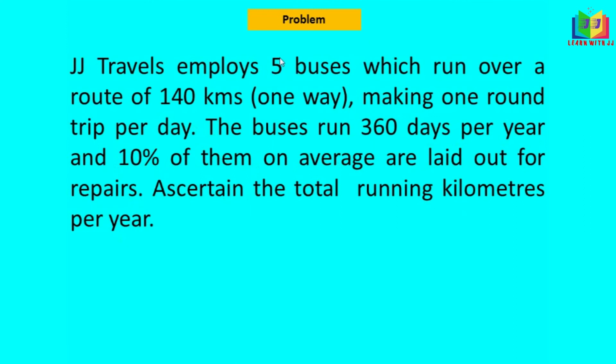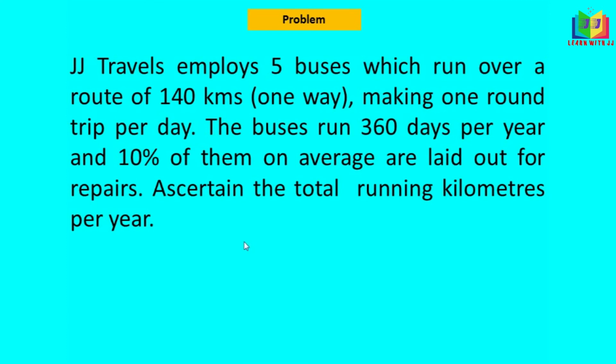Here the number of buses is 5 and it runs for 140 kilometers one way. So we have to take both the ways because it makes one round trip. It goes and comes, so 140 into 2 we have to do, and the buses run on all the 360 days. So the number of days is 360 and 10% is laid down for repairs, so the proportion of buses operating is only 90% here. Because it is laid down for repairs for 10%, the balance 90% is effectively running.